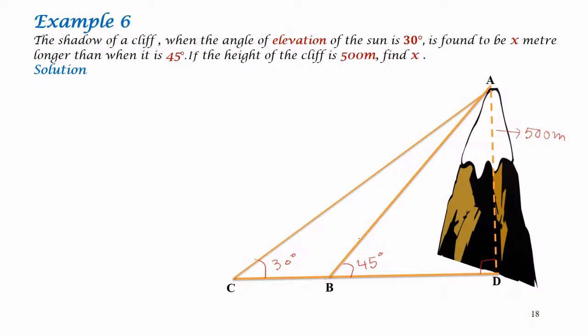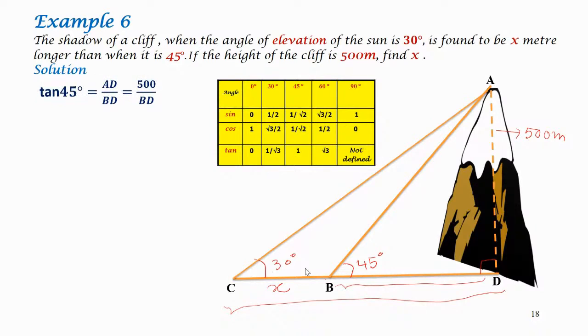And they've said that it's found to be x meters longer. So initially with 45 degrees, this was the shadow. And then with moving away, with the angle of elevation changing, it is 30 degrees and it is more by how much? x. So this is x. I have to find out x, that is BC. Now let us go on to the sum.